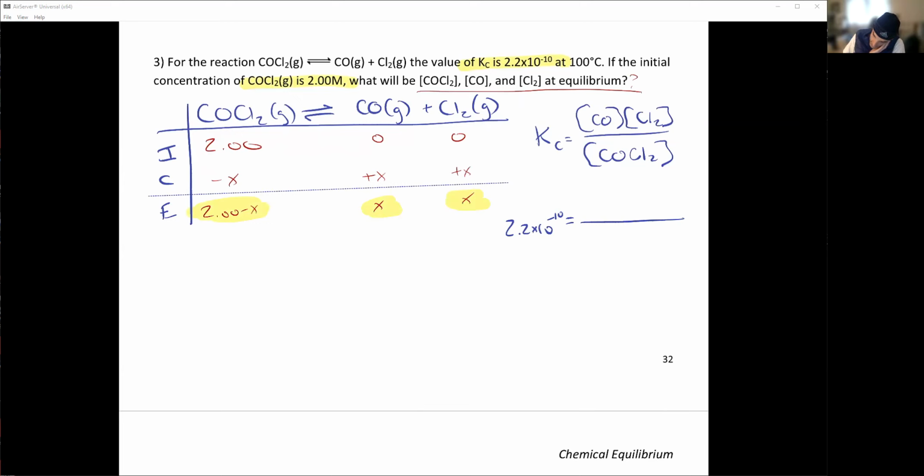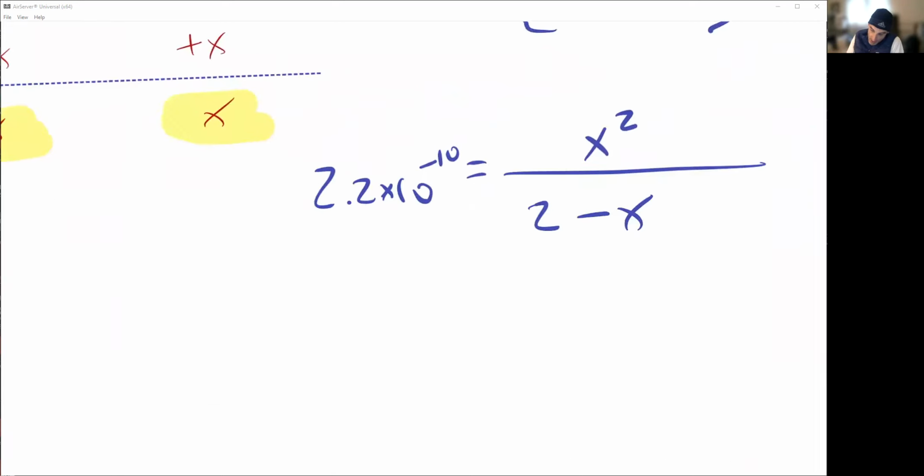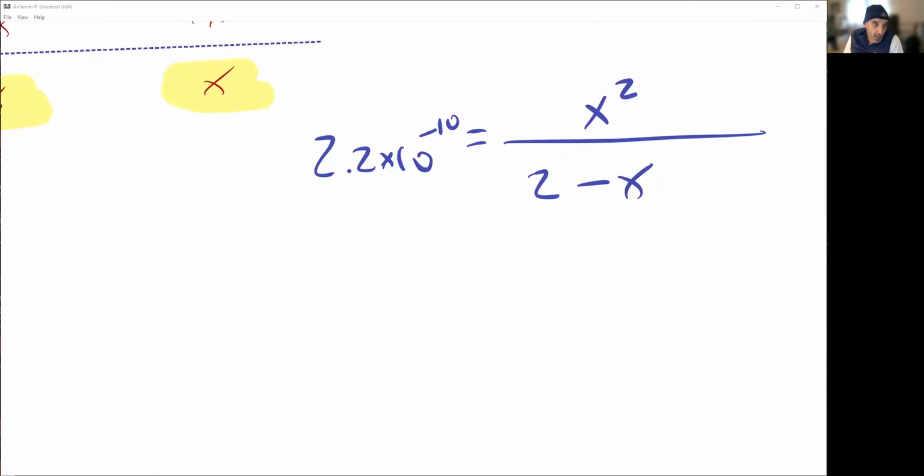So X times X on top is going to be X squared over 2 minus X on the bottom. This is the problem we run into. I can't do that little square root trick here because I'm not taking the square root of two things that are both squared. So what do we do in this situation? Well, let's cross multiply and see.